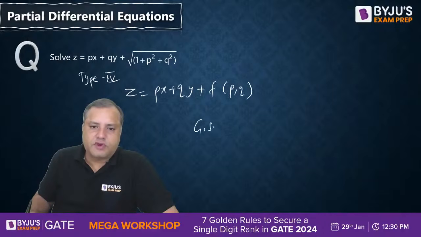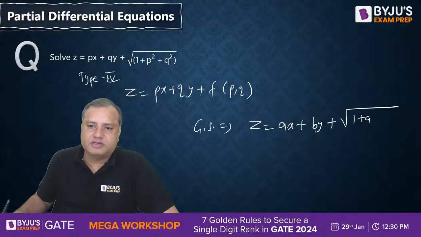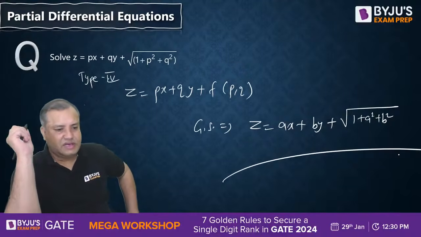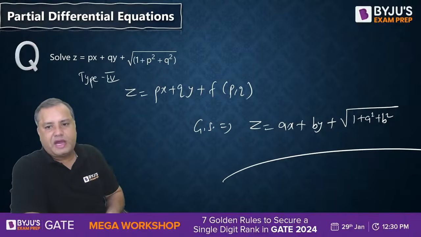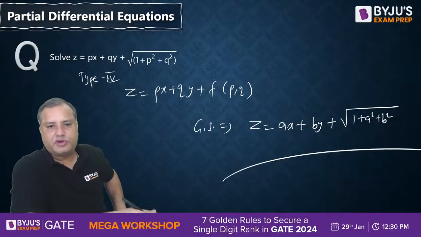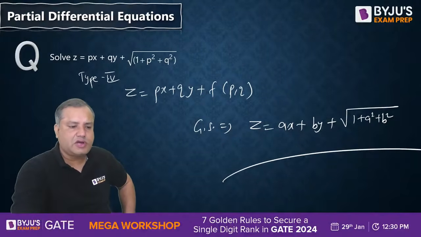So what is its general solution? Ax plus by plus root of 1 plus a square plus b square. That's it. Just you need to replace p by a and q by b. This is the beauty of type 4. Type 4 is also non-linear, first order non-linear PDE.